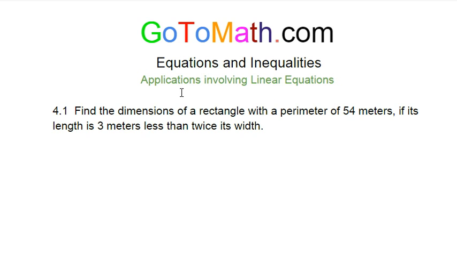Alright, we're at gotomath.com, working some application problems involving linear equations. We've got, what are we doing here? 4.1. It says find the dimensions of a rectangle with a perimeter of 54 meters if its length is 3 meters less than twice its width.